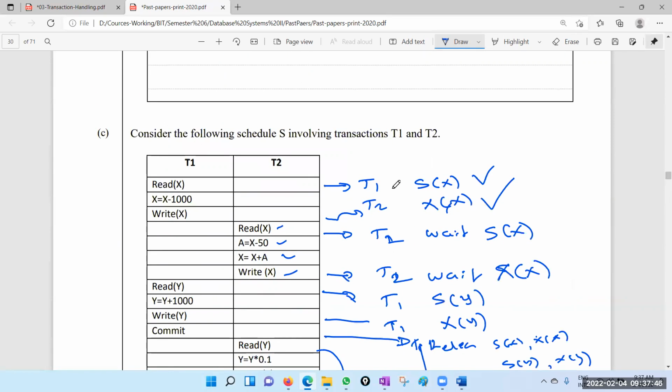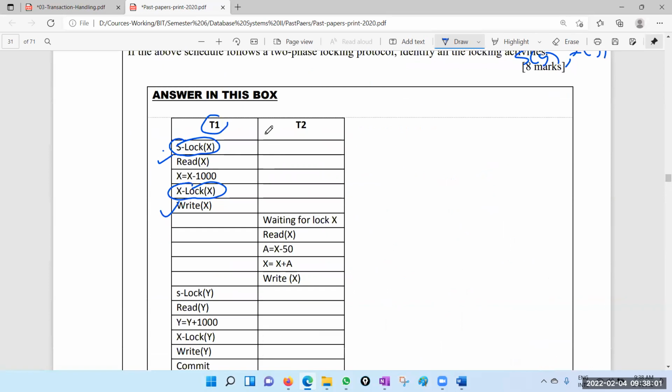Okay, right. That is T1. I have drawn it wrongly. This is T1. Right. So it must be T1. Sorry. T1 takes the shared lock. This is T1 itself. T1 takes the exclusive lock. Actually I made a mistake. Okay. So T1 takes the shared lock. Now T1 takes the exclusive lock.